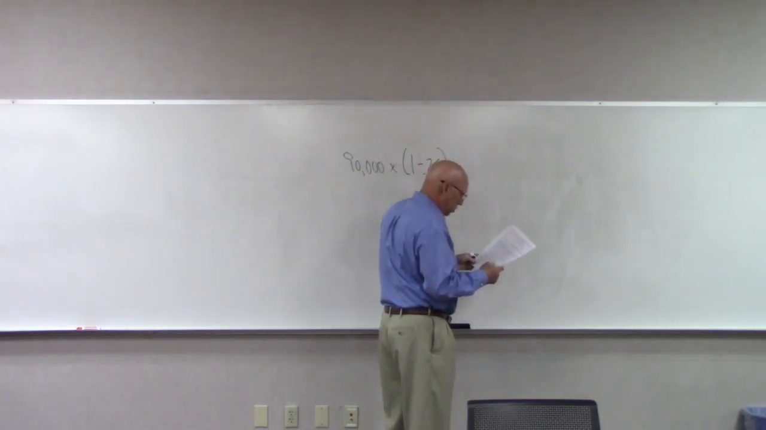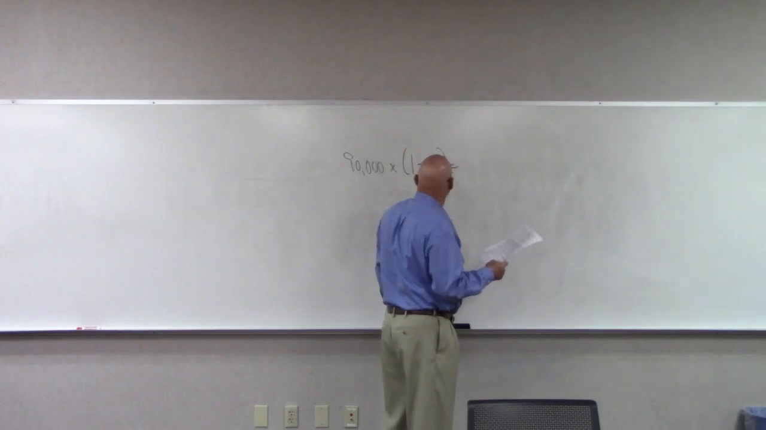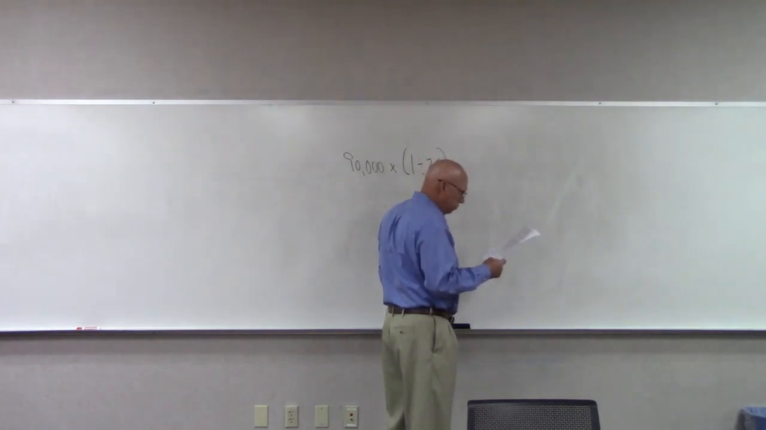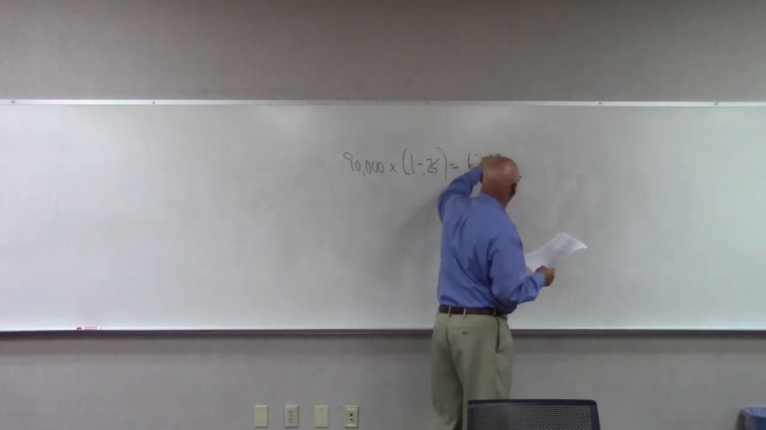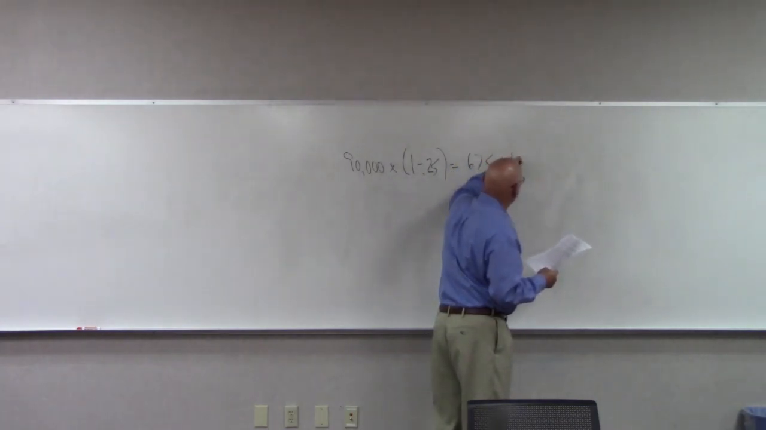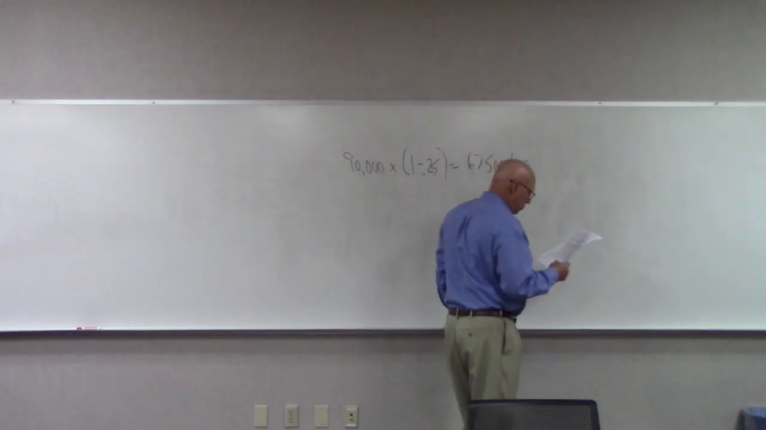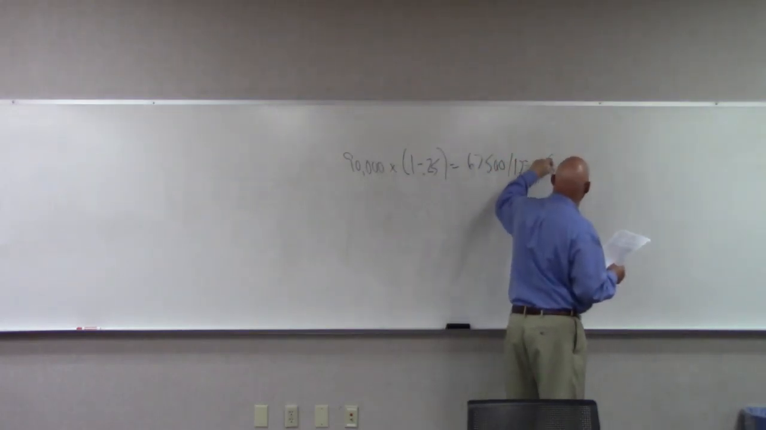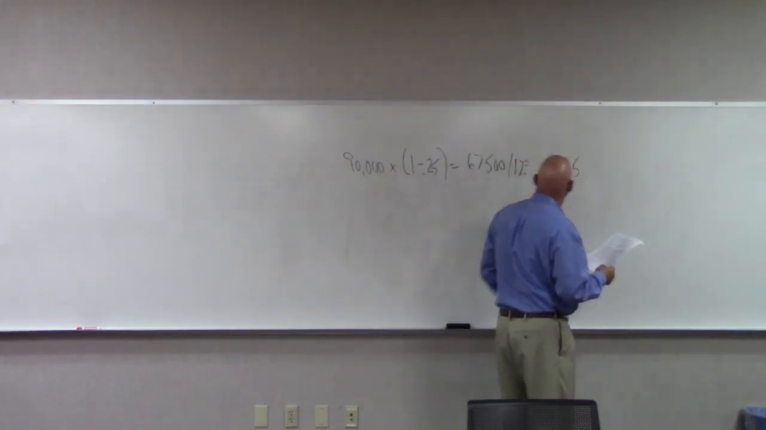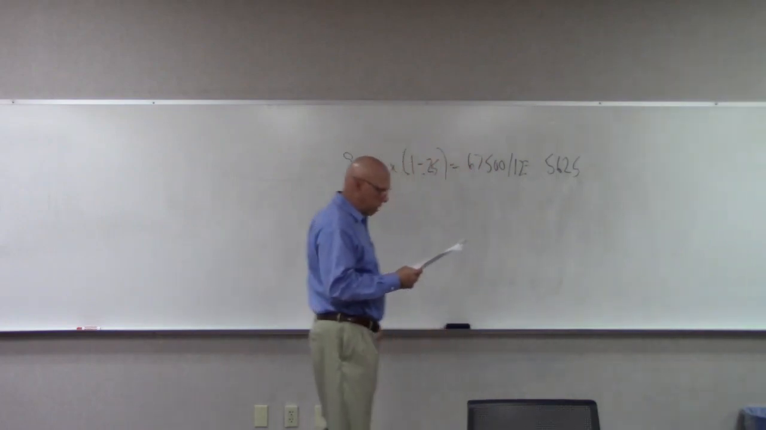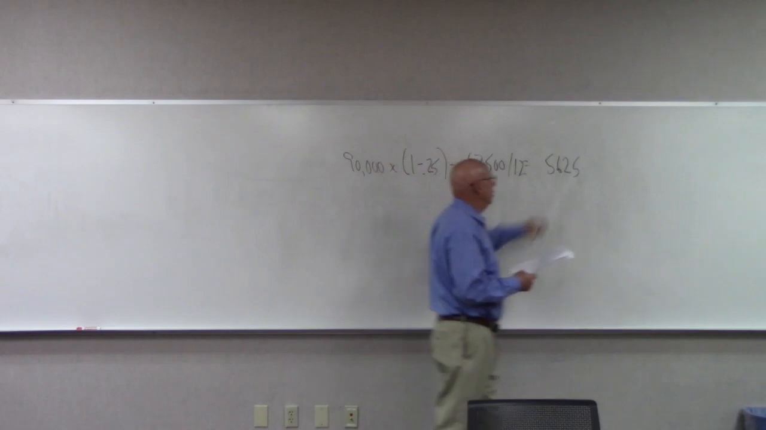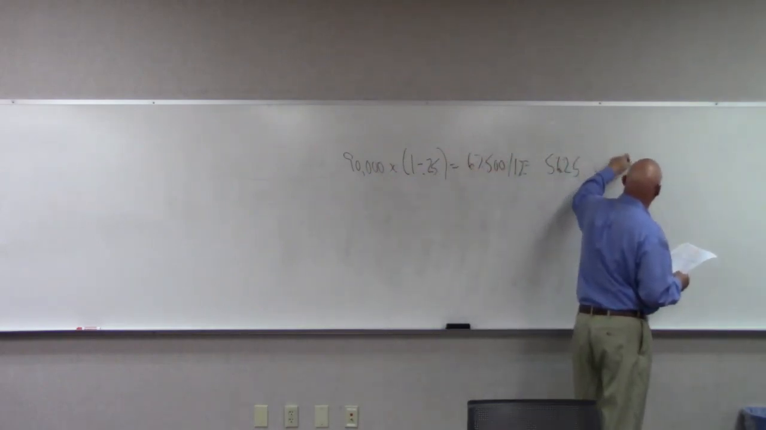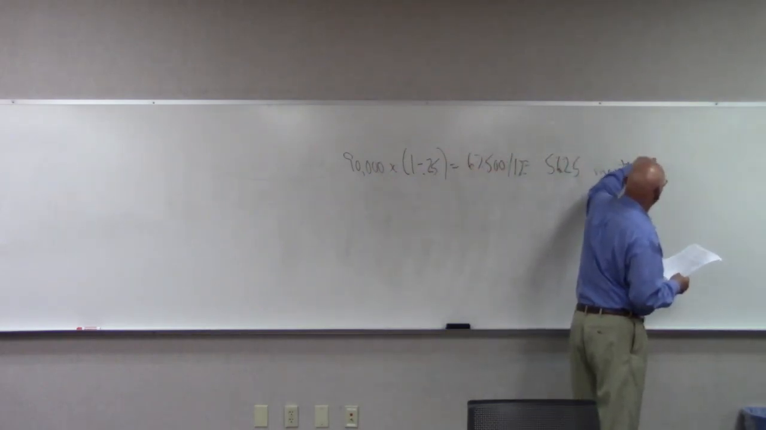So somebody tell me what 90,000 times 1 minus the tax rate is. 67,500. Okay, we're going to divide that by 12. And I think that's 5625, right? Yes. Okay. So that's their monthly after-tax income.